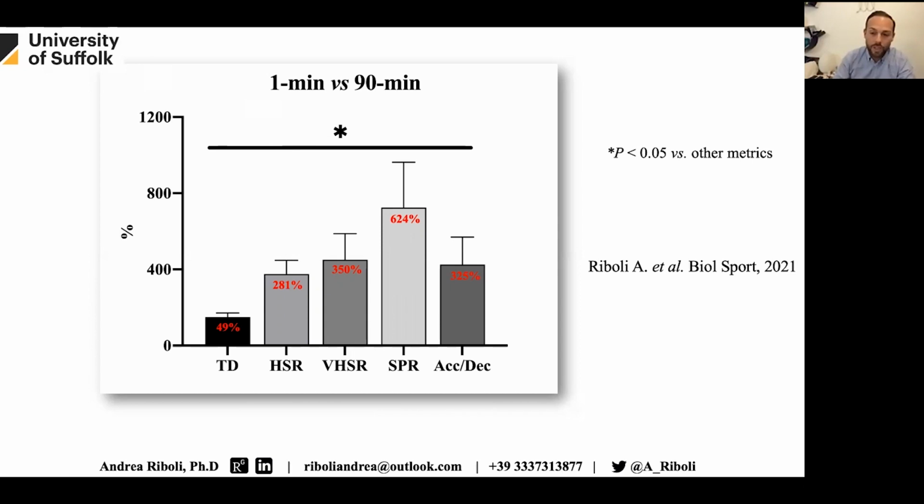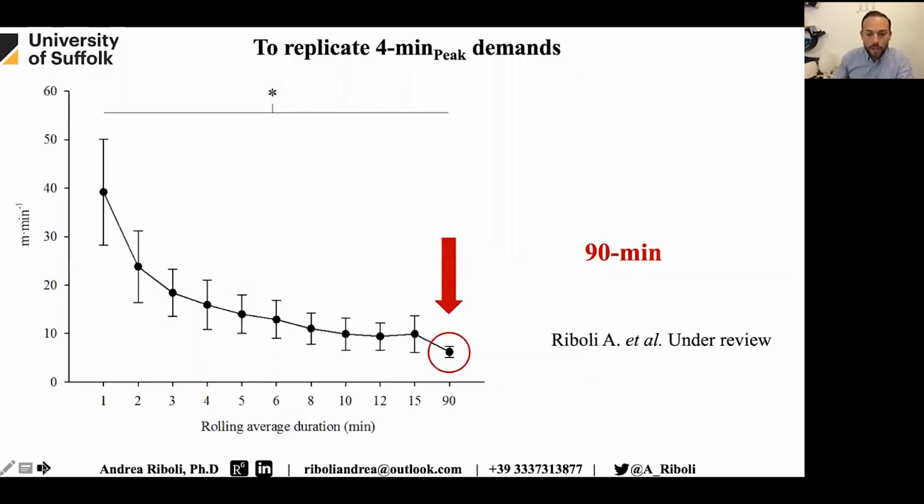And so we need to take into account this aspect because, as we know, very high intensity running and sprint are metrics very related to performance development, but also injury prevention.